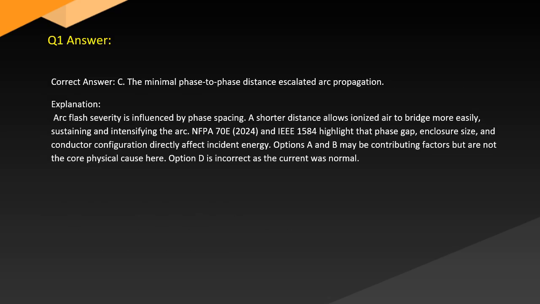Answer. Correct answer: C. The minimal phase-to-phase distance escalated arc propagation. Explanation. Arc flash severity is influenced by phase spacing. A shorter distance allows ionized air to bridge more easily, sustaining and intensifying the arc. NFPA 70E 2024 and IEEE 1584 highlight that phase gap, enclosure size, and conductor configuration directly affect incident energy.